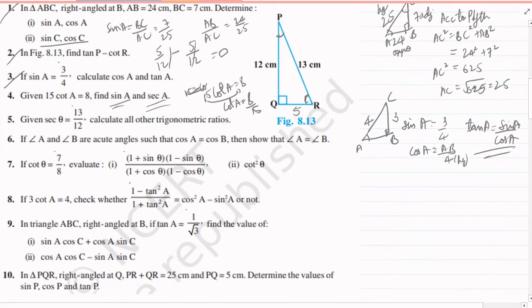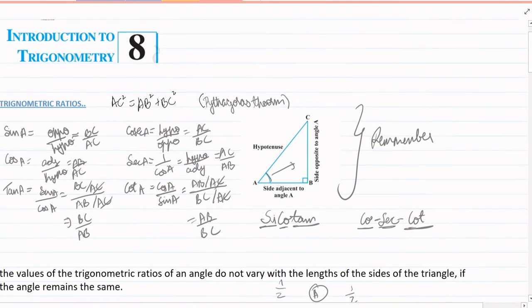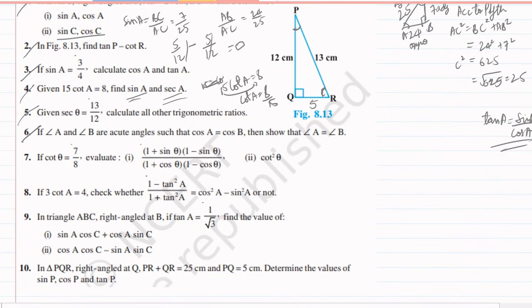Just find out, it's easy. Given secant theta, same thing, calculate all the ratios. You all know what sin A is equal to: opposite by hypotenuse. Same way, just use these formulas and you'll get it. So the 6th question, you have to do it by your 9th standard chapter on triangles. This one you won't be doing, because triangles is an easy chapter, you should do it on your own.